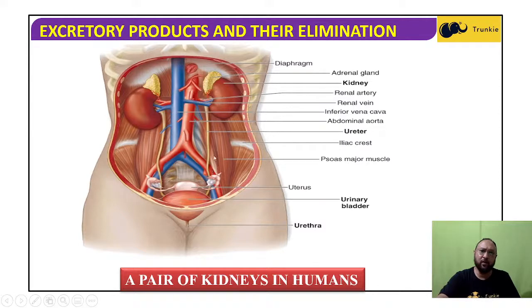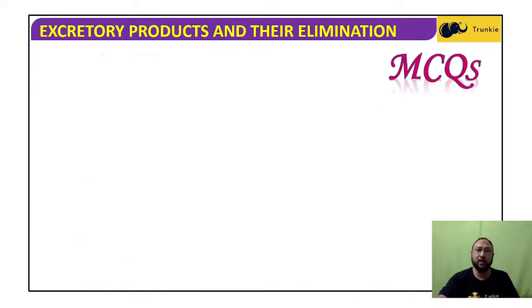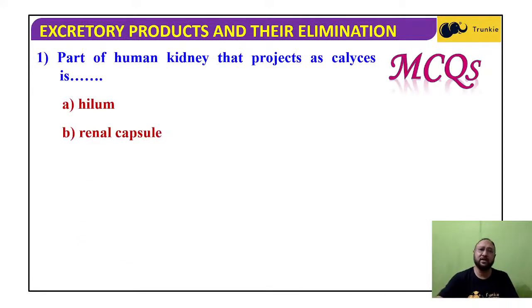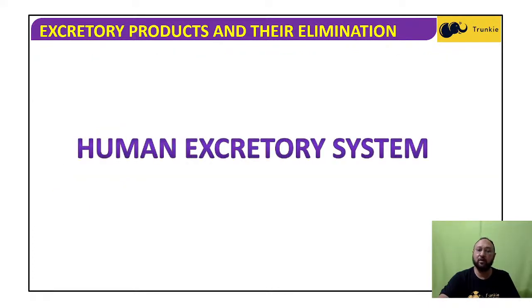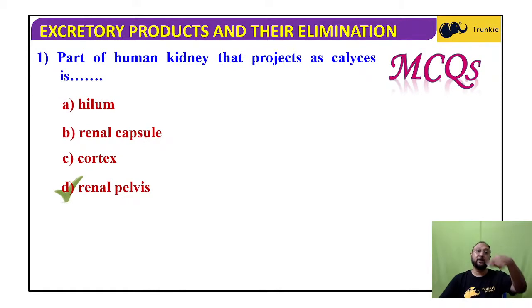The ureter is a tubular structure. After the urine is formed in the kidney, it carries it to the urinary bladder for temporary storage. So the urinary bladder you can see. Now the urethra is the place through which the urine is eliminated. A pair of kidneys is found. A part of the human kidney that projects as calyces is the hilum, renal complex, cortex, or renal pelvis. It is the renal pelvis that we will study in the excretory system of the human body.